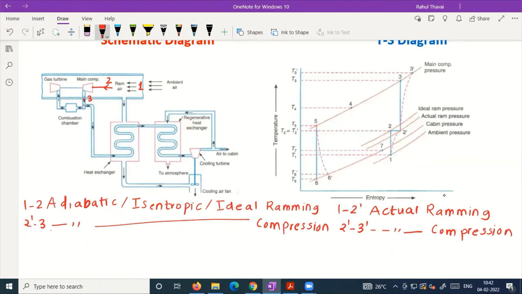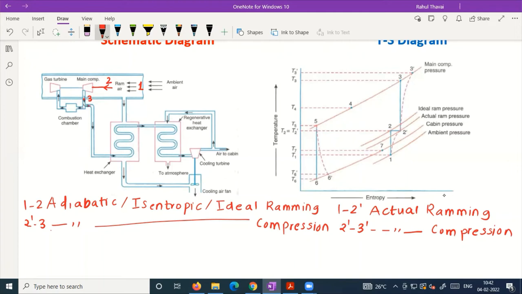Now see, all of you, what happens? A small portion of the air is supplied to the combustion chamber where heat is added, and that air will flow on the blades of the turbine. So the turbine will start producing power which is supplied to the compressor so as to drive the system.